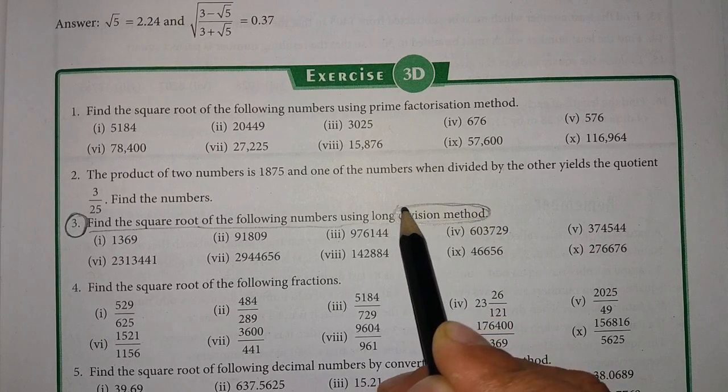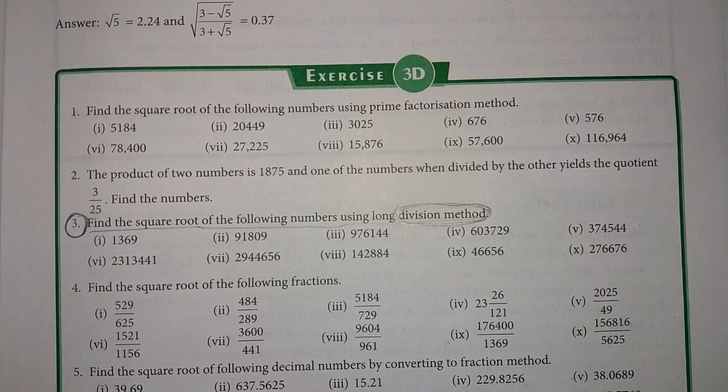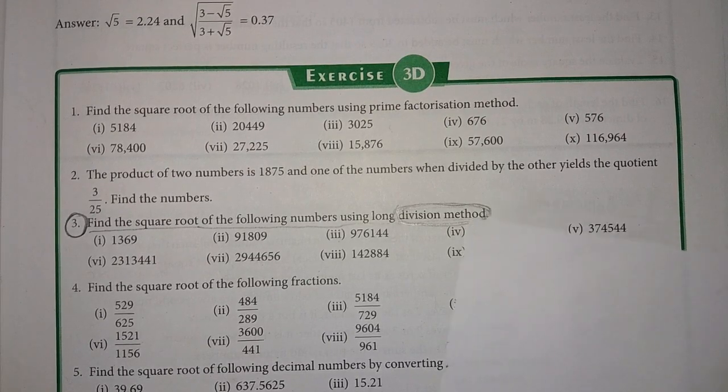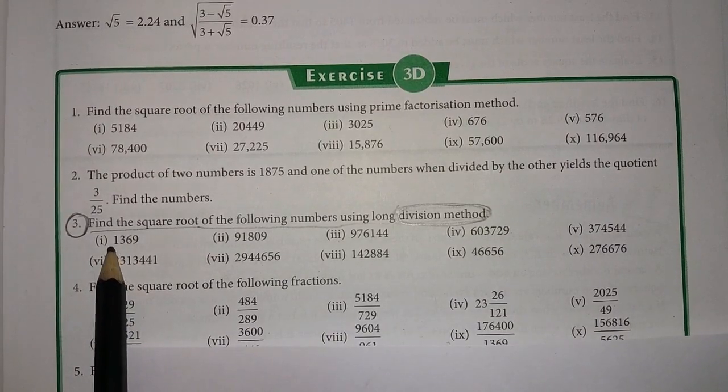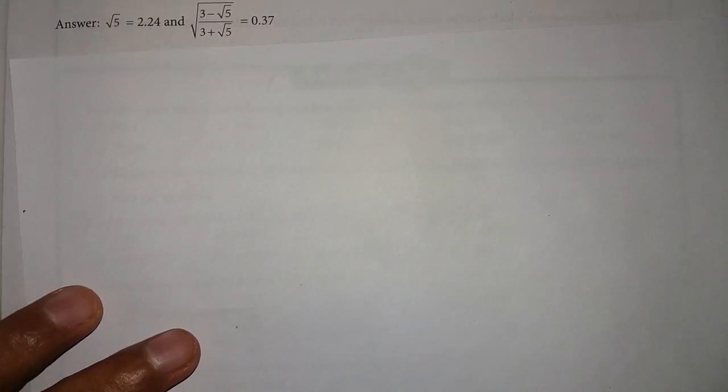Now I'm going to show you how to find the square root of different numbers using the long division method. So the first number we have here is 1369.